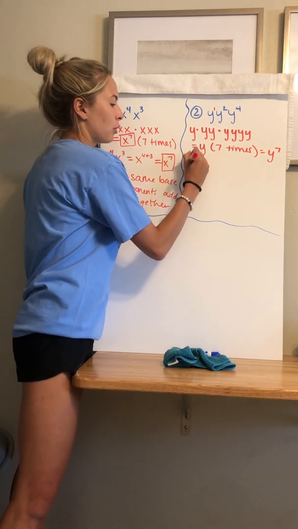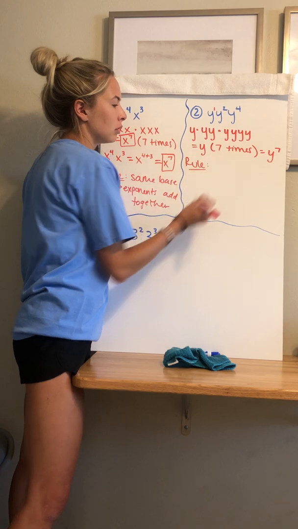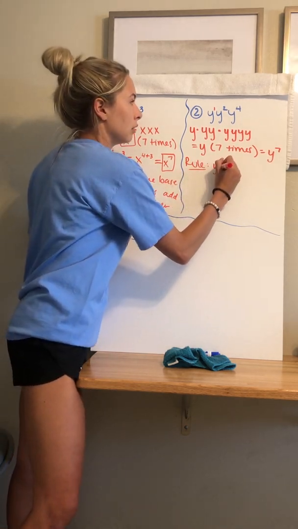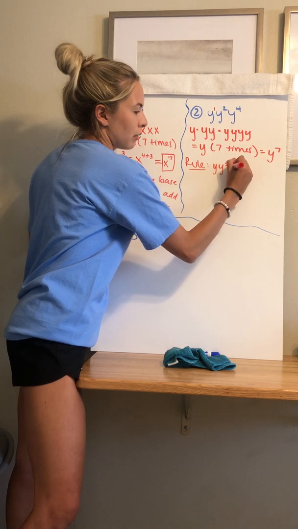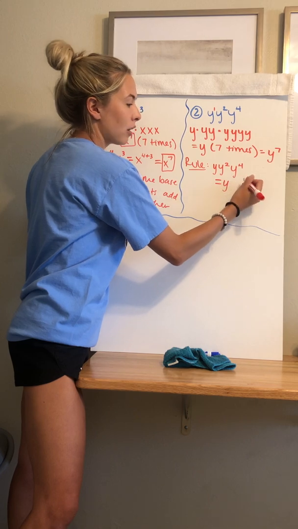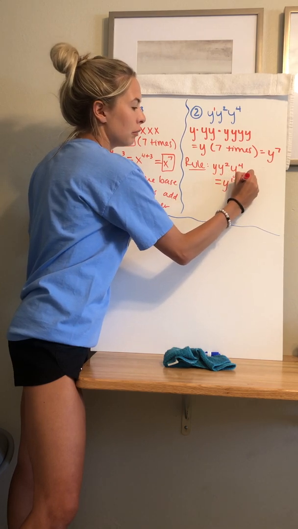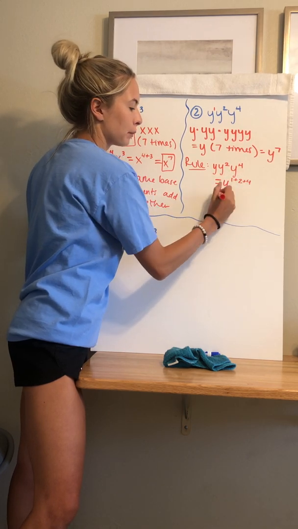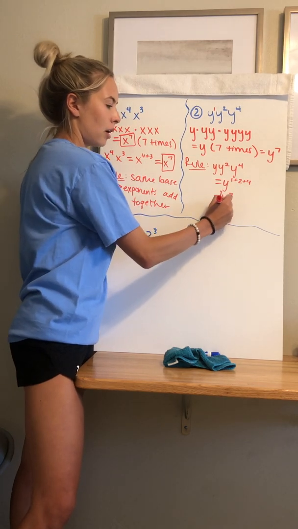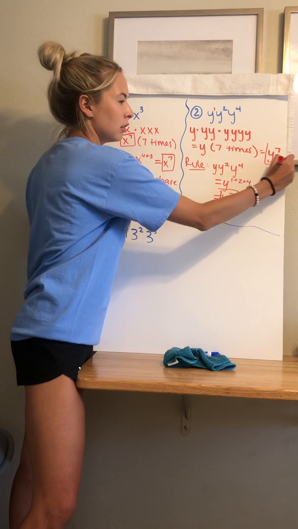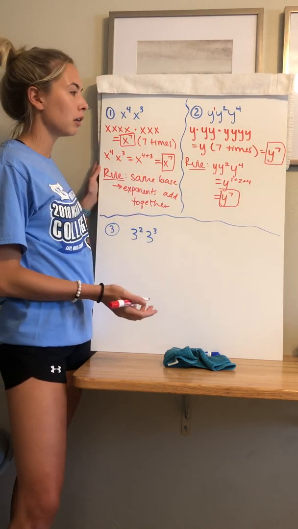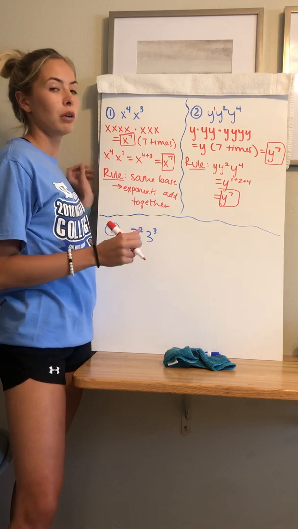Now let's try using our rule and see if we get the same thing. So we have y times y squared times y to the 4th. If we use our rule, we're going to add all of our exponents. So 1 plus 2 plus 4 equals y to the 7th. Notice how, again, our simplified expressions do match. So our rule does work, as long as you are going through all of it correctly.